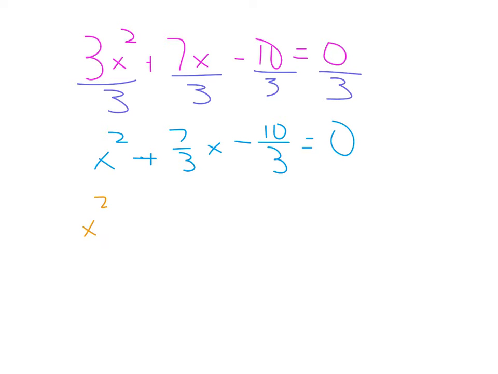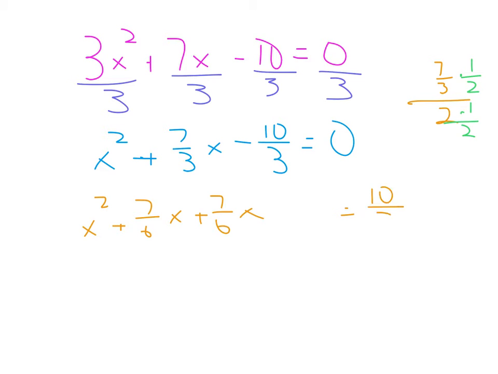We've got x squared. I want to split 7/3 into 2 pieces. So let's have a quick discussion of that. I want to take 7/3 and I want to divide it by 2. Well, that's the same thing as multiplying by a half on top and bottom. So that's going to be 7/6. So I'm going to split that middle term into 7/6 x plus 7/6 x, and I'm going to move the 10/3 just like I did on the previous page.